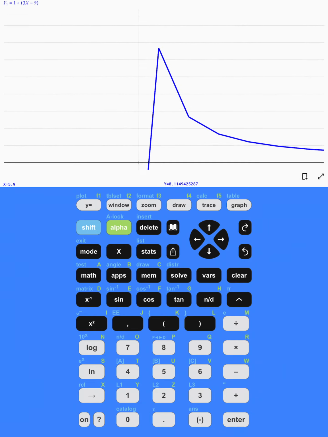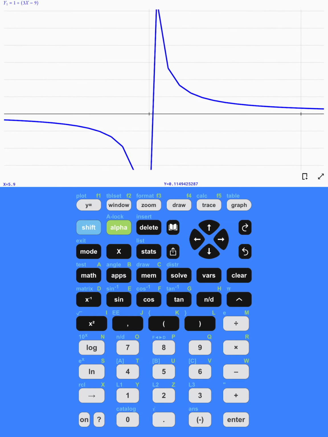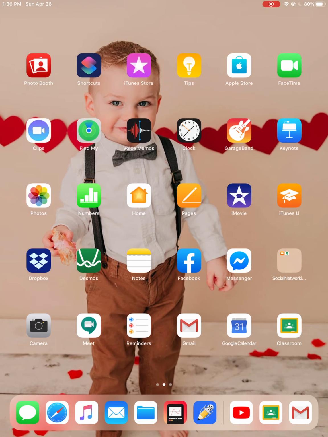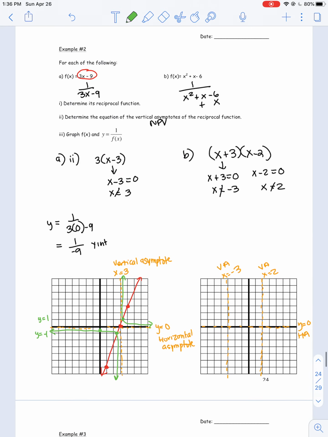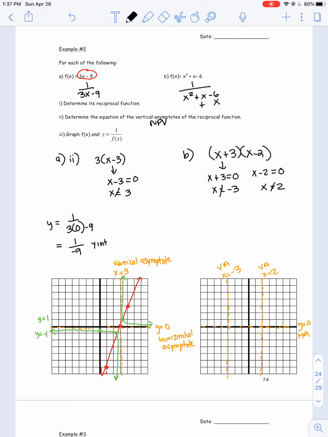If I zoom in, the top is not really the best image because it shows that it is touching, but it shouldn't. Okay, so just something to keep in mind. Okay, so let's do the next one. The next one, we already have those vertical asymptotes.